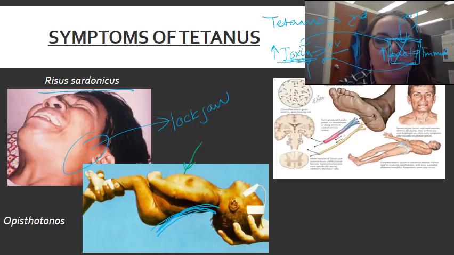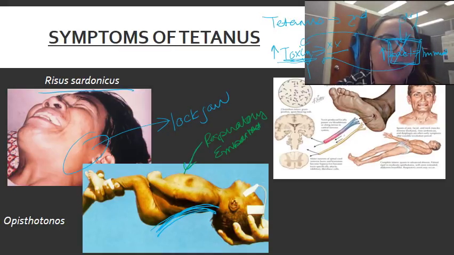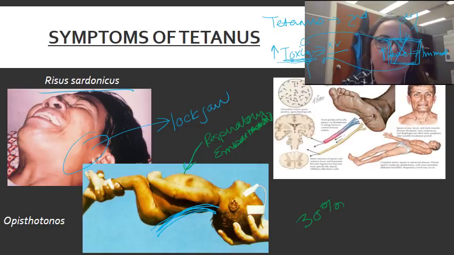So once again, we're worried about, in this case, they call it respiratory embarrassment. But patients die as a result of respiratory complications most of the time. And in this case, it's actually a 30% mortality rate. And it's basically exhaustion of the chest muscles and respiratory failure.